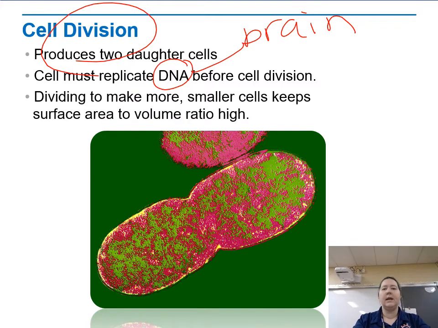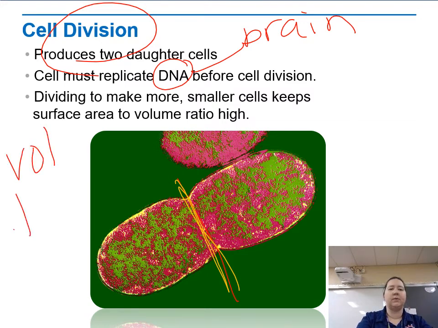And then what dividing does is it actually makes the cell smaller, so it lowers that volume, and then it's able to keep that higher surface area to volume ratio. Ultimately, we're trying to get the volume to go down, because remember, that's the ability to travel through that 3-dimensional space. That's what that volume is.